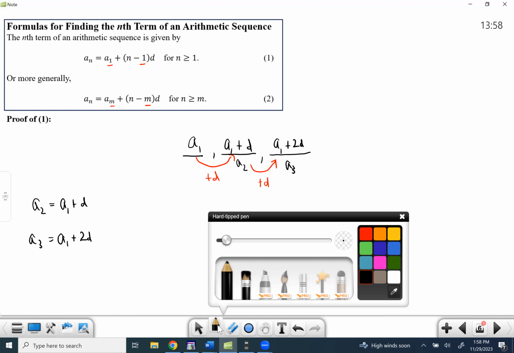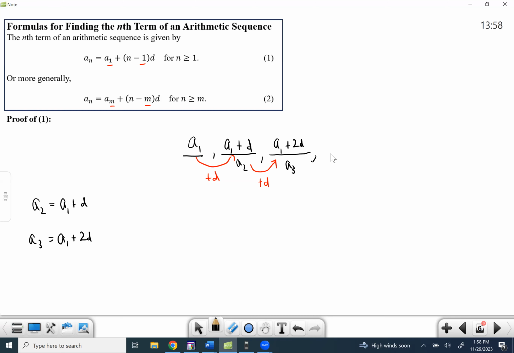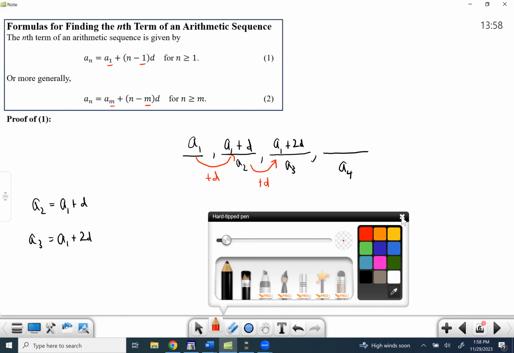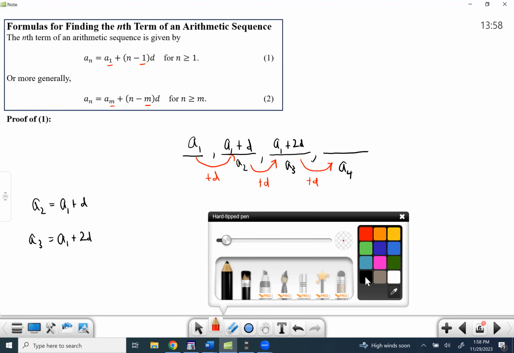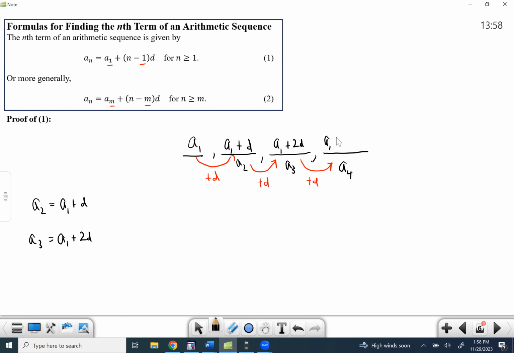And you can probably, some of you see where this is heading already. I'll probably just do one more so we can really see the pattern. But to get to the fourth term, we would just have to add another d. And so this one would be a sub 1 plus 3d, etc. Okay. So the fourth term is the first term plus 3d's.